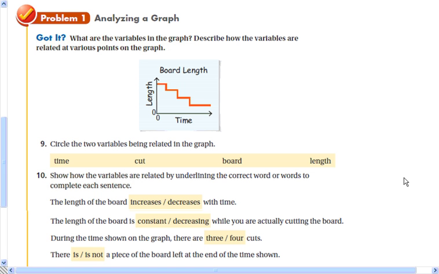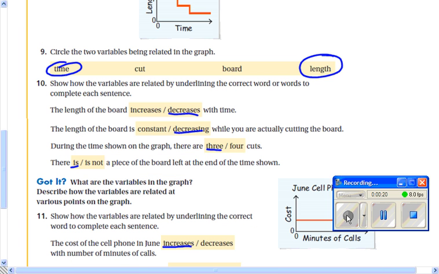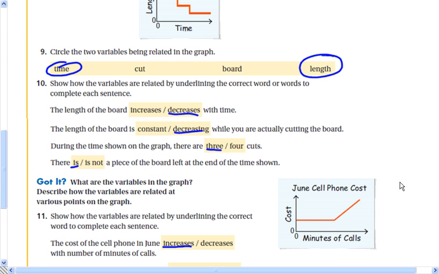Hey class, this is the rest of that lesson that we started in class. So, analyzing graphs. Go ahead and pause here and then check back with the answers. All right, so here are your answers.